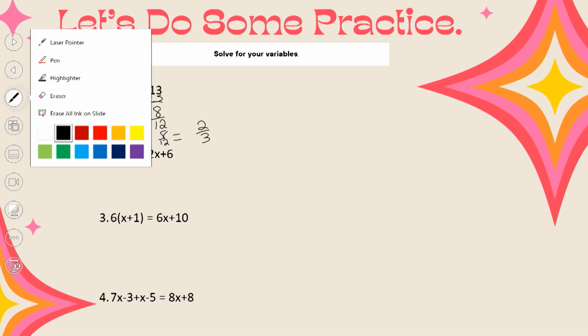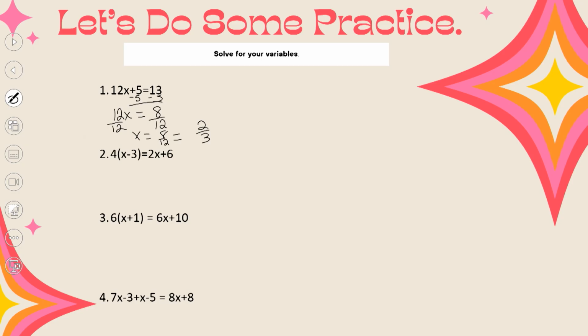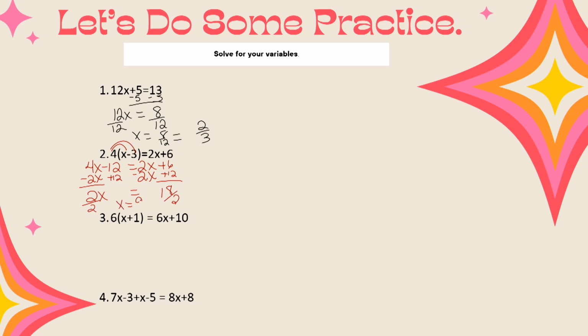All right, so let's do number 2. Make it a different color. So the first thing I'm going to have to do is distribute. So I'm going to have 4x minus 12 equals 2x plus 6. I'm going to put my variables on the left, my numbers on the right. So I'm going to subtract 2x on both sides and be left with 2x. And I'm also going to add 12 on both sides, and I'm going to equal 18. Isolating my variable, I'm going to divide by 2. X equals 9.